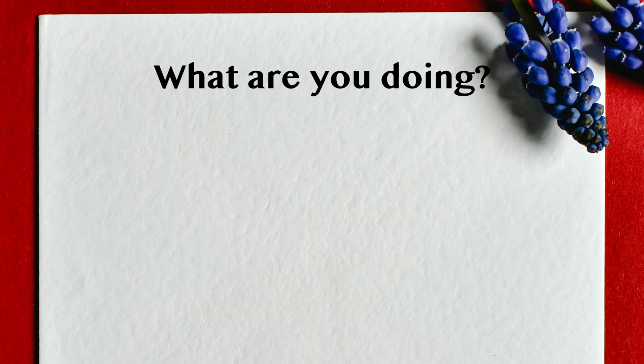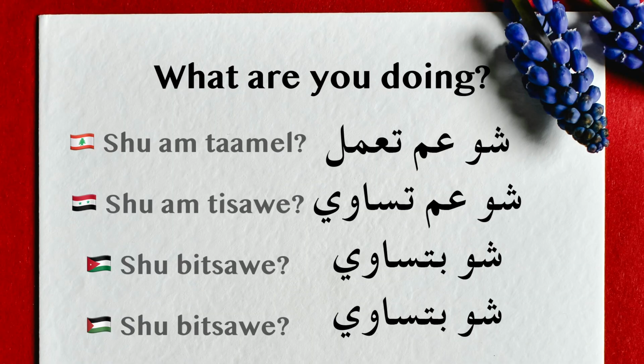Now let's look at some common expressions and how they differ across the different Levantine dialects. The first phrase we have is, what are you doing? In Lebanese dialects, you would hear, شو عم تعمل? In Syrian dialects, you might hear, شو عم تساوي? In Jordanian dialects, you would hear, شو بتساوي? In Palestinian dialects, you would hear, شو بتساوي?